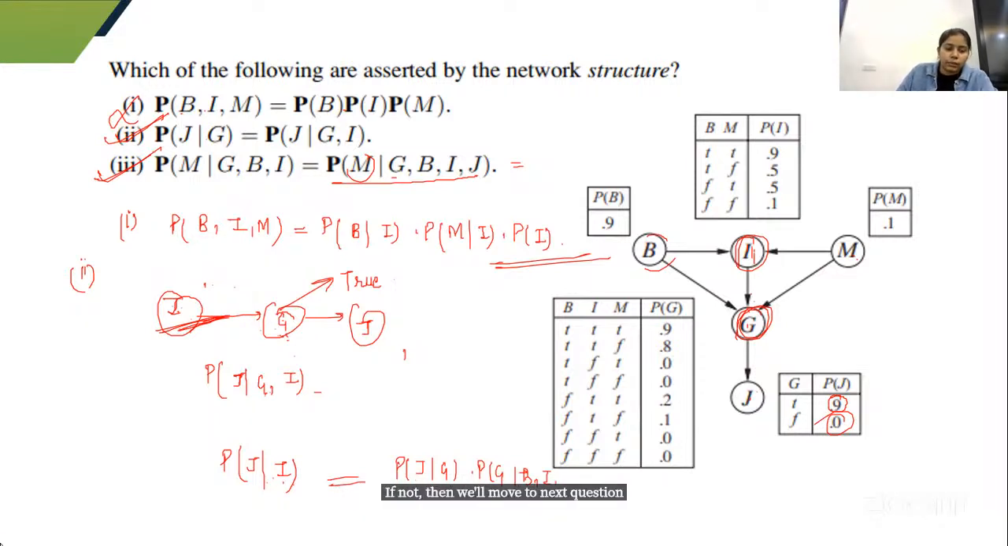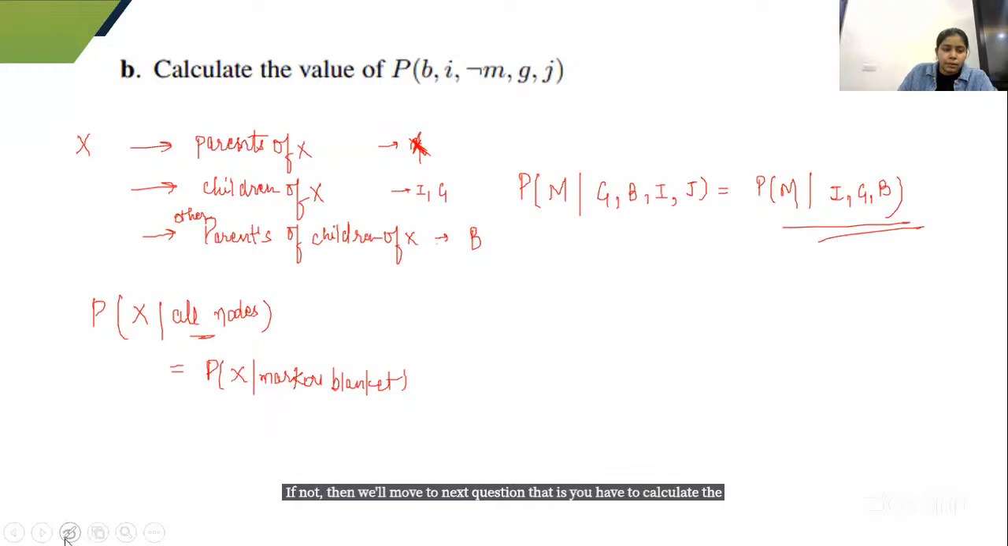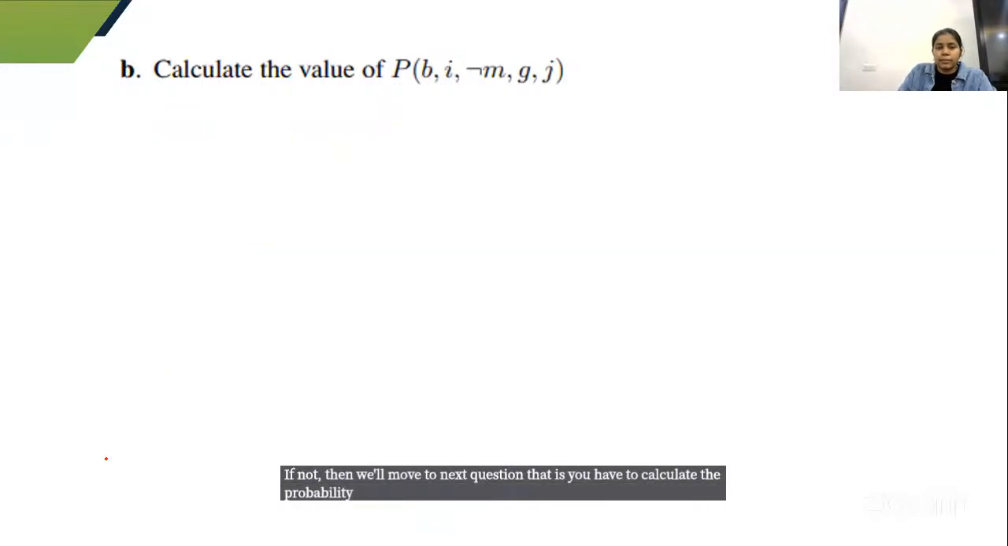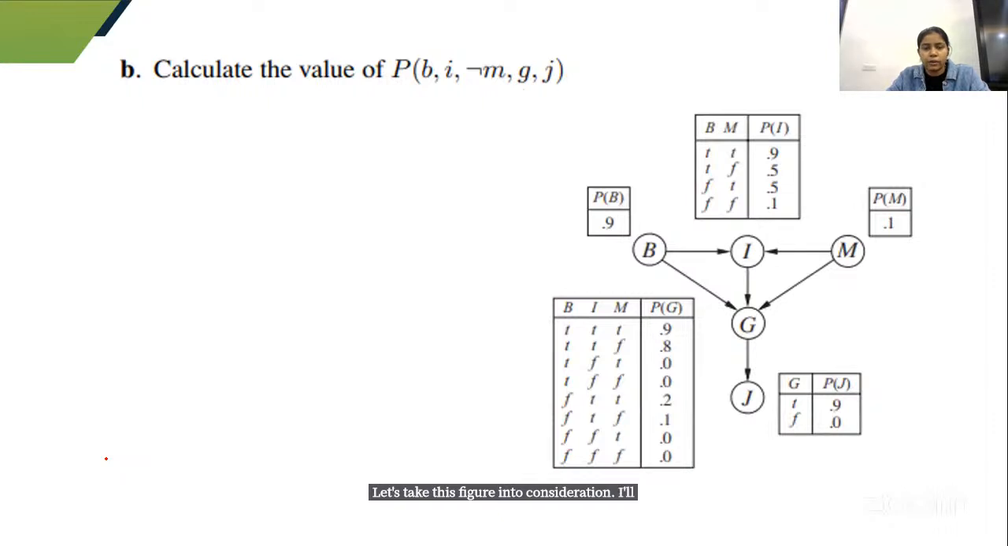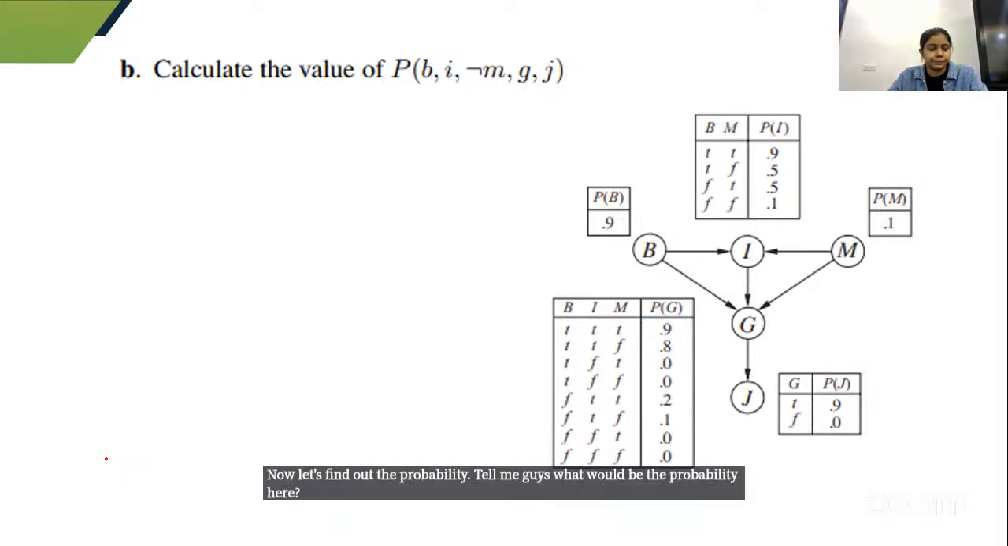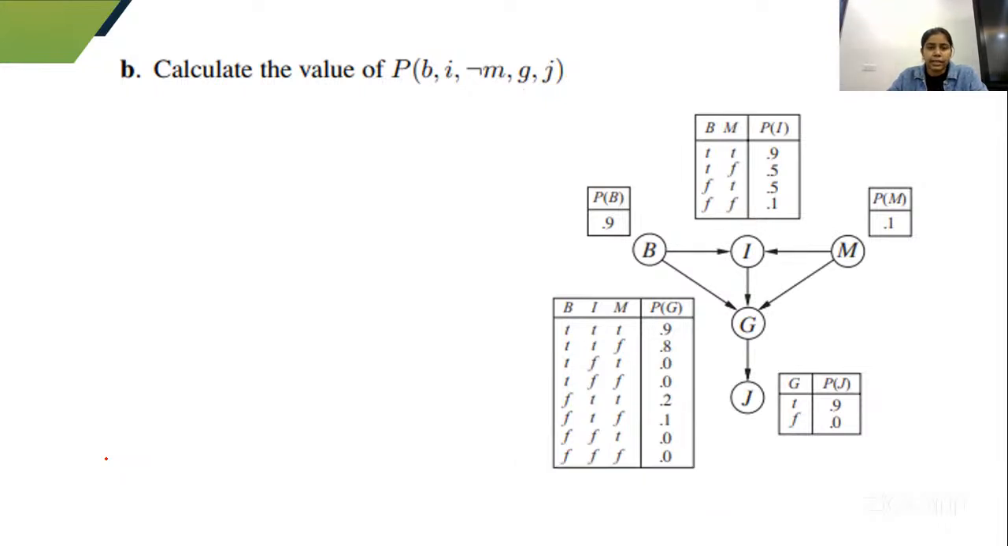That is, you have to calculate the probability of B, comma, I, negation of M, comma, G, comma, J. Let's take this figure into consideration. I'll copy this. Now let's find out the probability. Tell me, guys, what would be the probability here? In the chat section, just let me know.